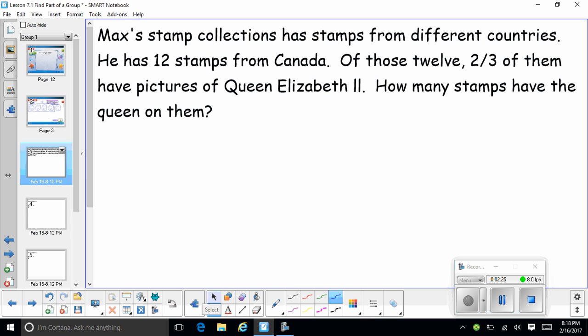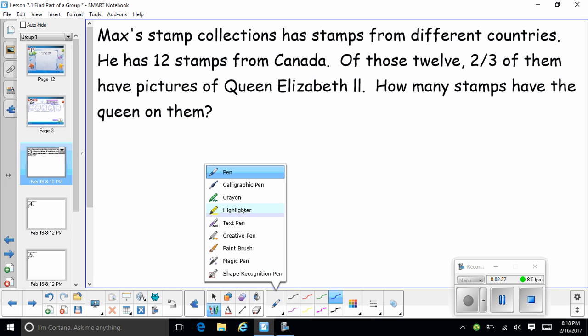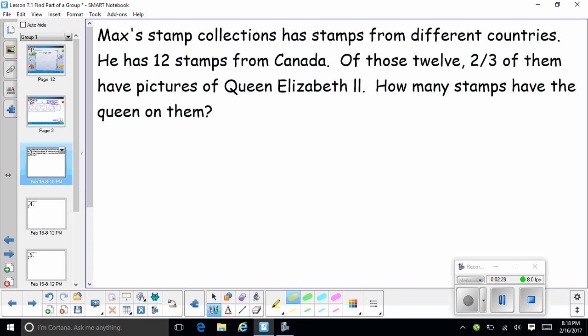Since this is a word problem, I want to get out my highlighter and look at my key information. So I see that his total is 12. There are 12 stamps in his collection from Canada. Of those 12, 2/3 of them have pictures of the Queen. And our question wants to know how many stamps have the Queen on them.